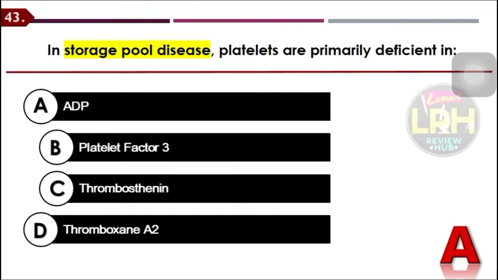Again, storage pool disease or gray platelet syndrome is characterized by marked decrease or absence of platelet alpha granules and, of course, specific alpha granule proteins. Morphologically, platelets appear large and contain few granules, giving them a gray appearance on a Wright-Giemsa-stained blood smear. Laboratory diagnosis typically reveals a decreased platelet count, low MPV, and abnormal aggregation.